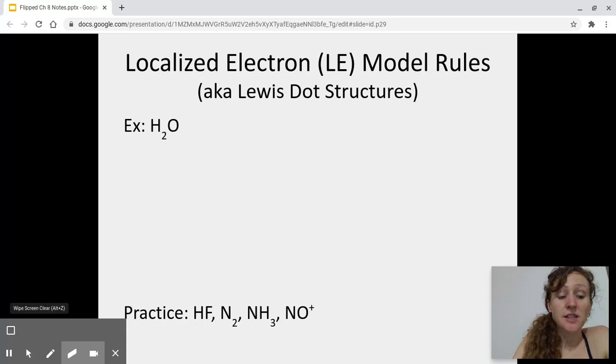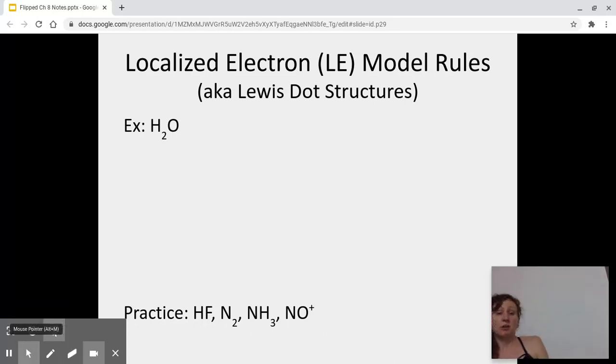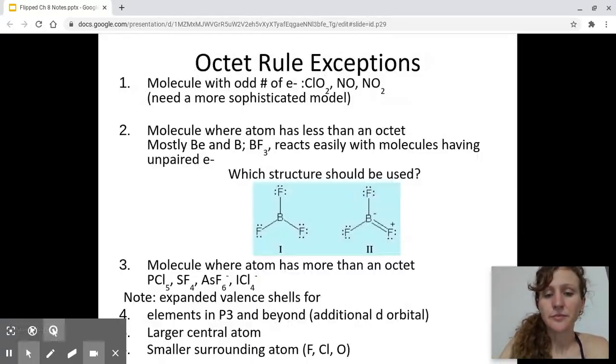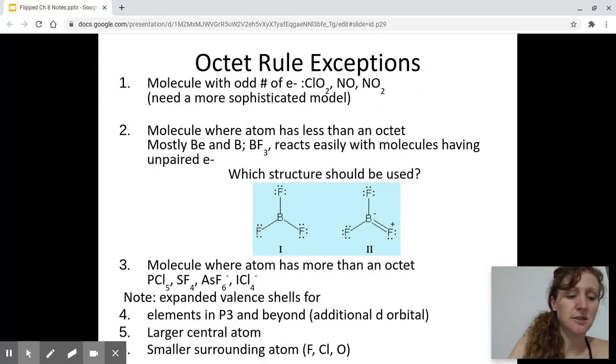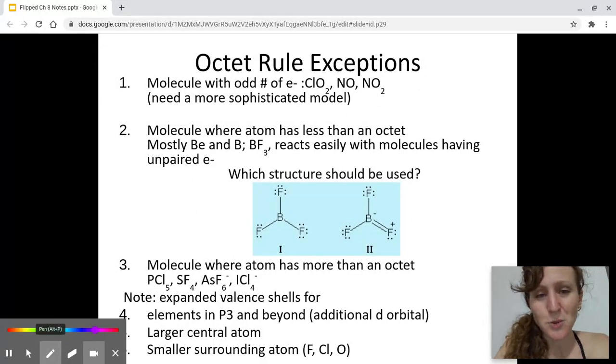Okay, so as far as a standard localized electron model goes, that's the gist of it. There's a lot of practice in your book. Definitely go through that practice until you feel comfortable with it, and bring me questions that you have. Now let's go through the exceptions. So, of course, there's exceptions to our model. And there's 2 ways you can have an exception. You can have a structure that has atoms with more than an octet, and you can have a structure with atoms that have less of an octet. So let's go through the parameters here.